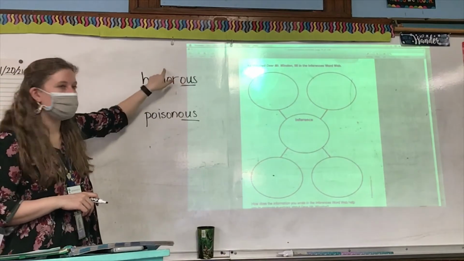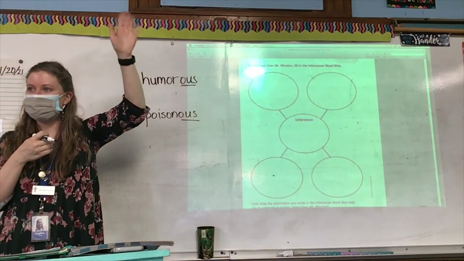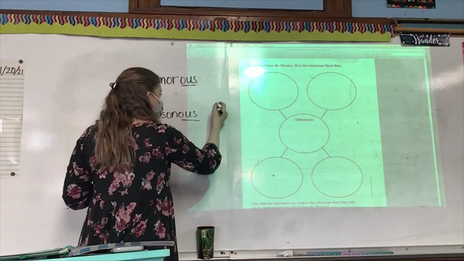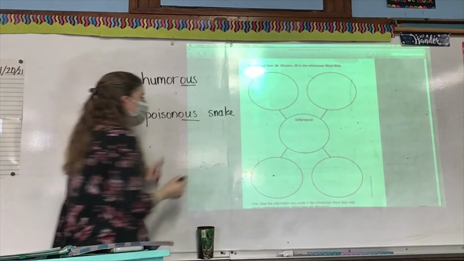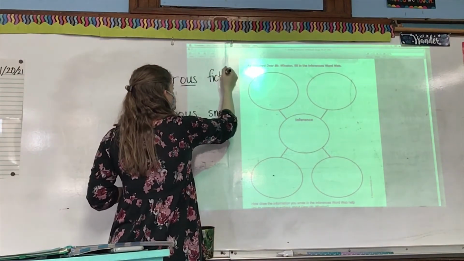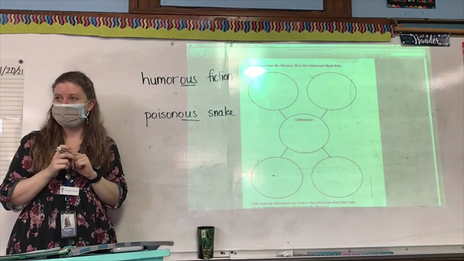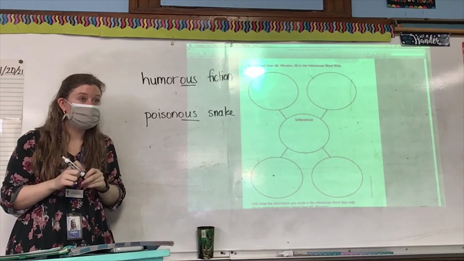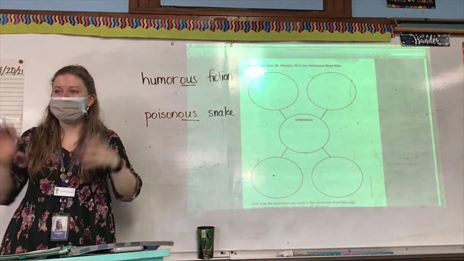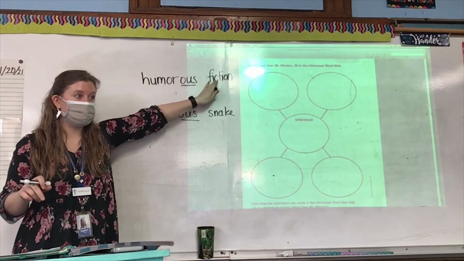So does this suffix tell us the noun has this or doesn't have this? Does O-U-S make it the opposite, like L-E-S-S? Or does it mean that the noun that comes next has this base word? Ethan? It has it. So a poisonous snake means a snake that has poison. Humorous fiction means fiction, a story that's made up, that has humor. Remember, O-U-S is a suffix that turns a noun into an adjective, meaning the thing it's describing has that noun. A snake has poison. This fiction here has humor.